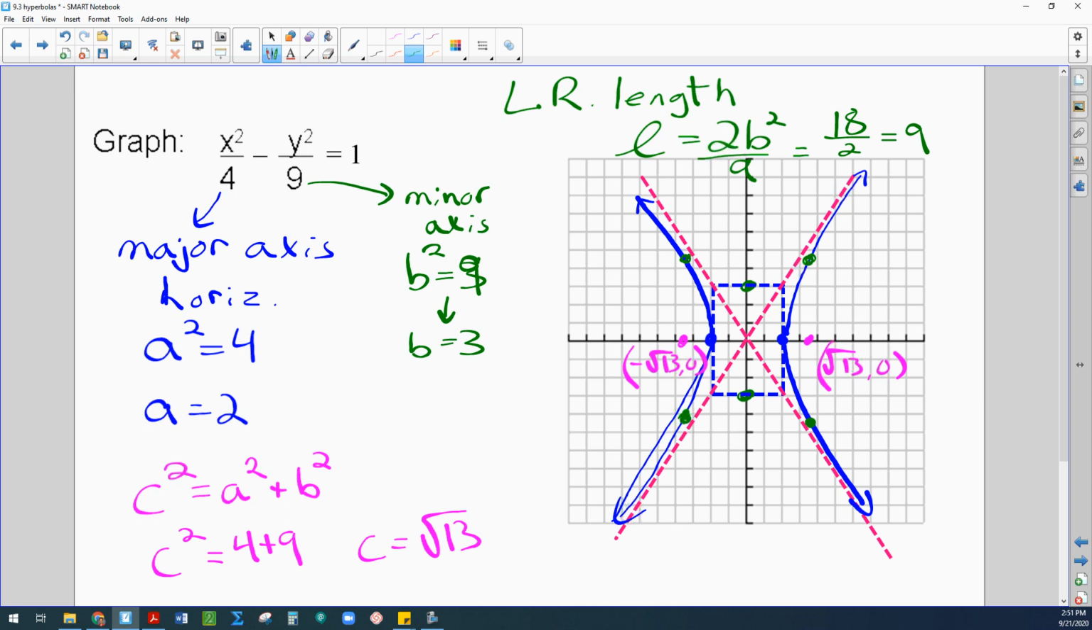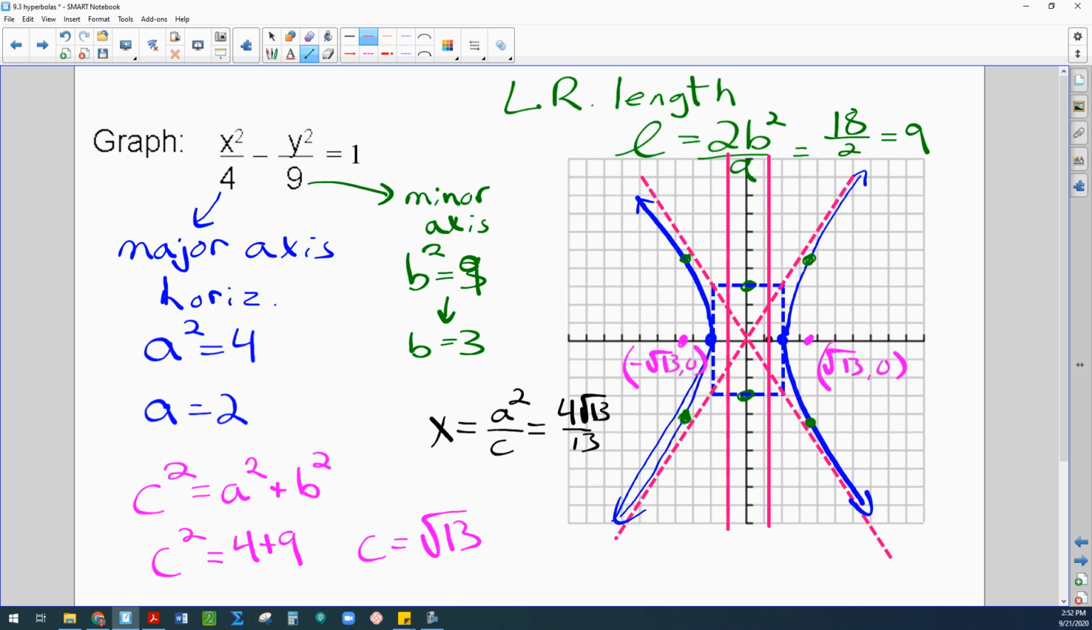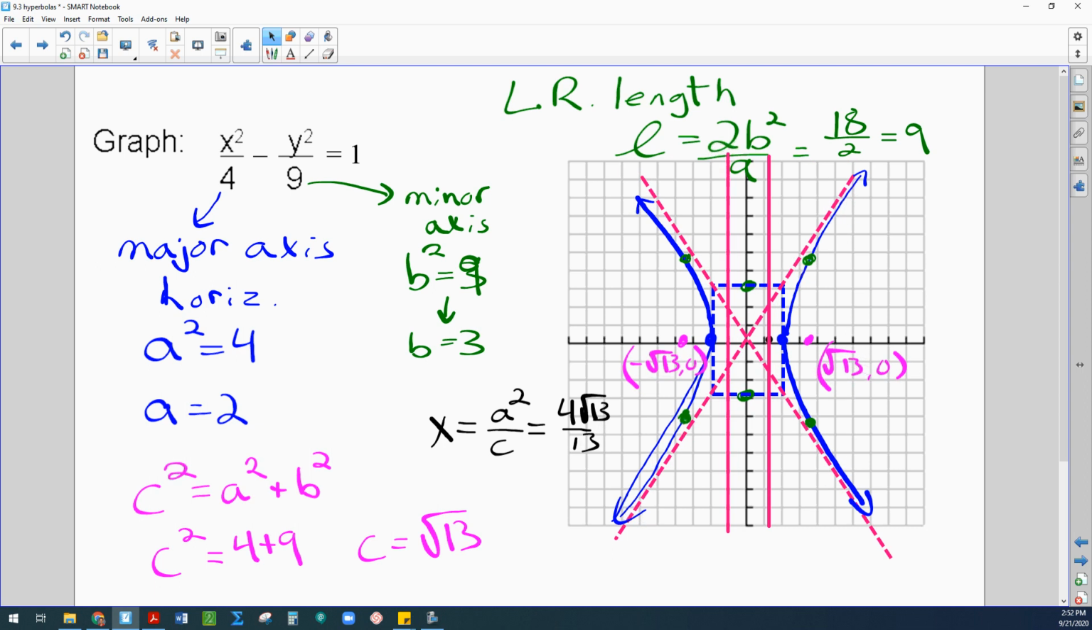And then my directrix is x equals a squared over c. So that's going to be 4 over root 13, or 4 root 13 over 13. Let me figure out what decimal that is. Square root 13 times 4 divided by 13 is about 1.1. So we're going to have a directrix there and another one on the other side, at negative 1.1.